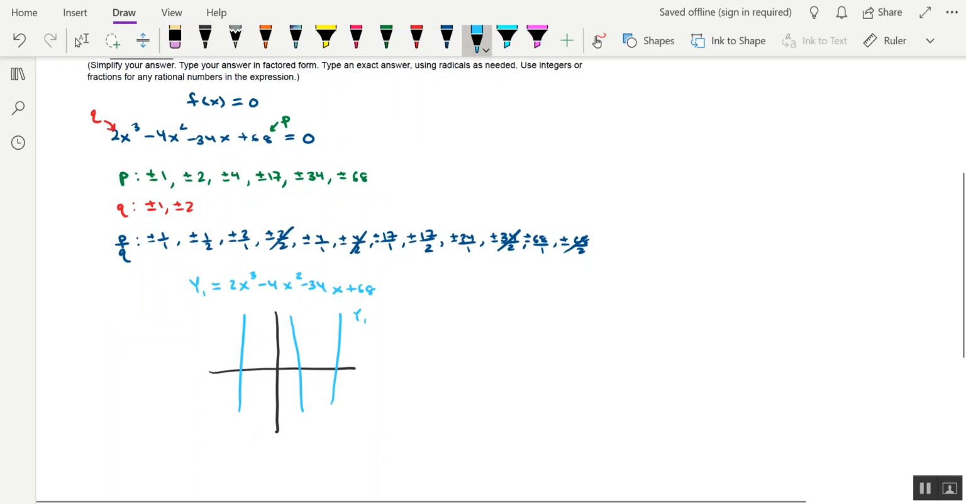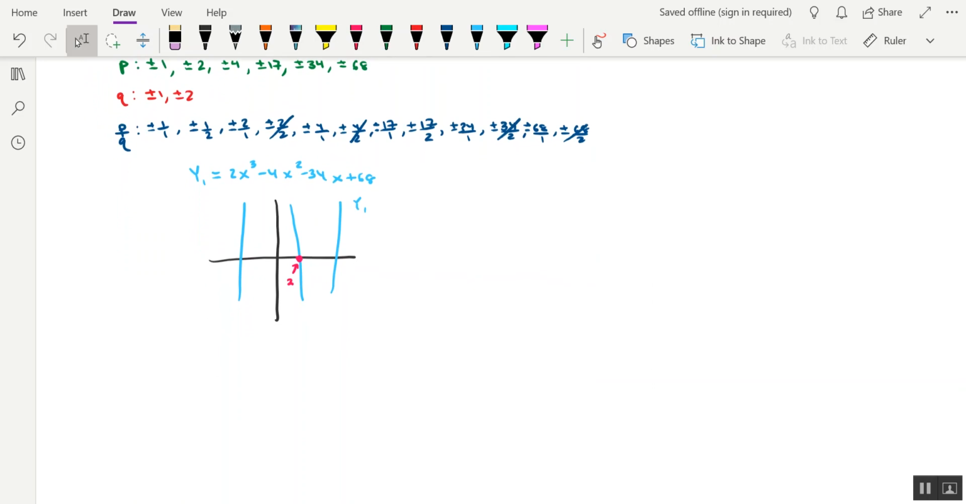Going back to the solution here, we know that x equals 2 is a real zero by virtue of our graphing calculator. In addition, we're going to use this real zero of 2 to begin factoring the polynomial function. In order to do that, you're going to have to perform some synthetic division. I'm going to put 2 in a little half box like that, and to the right of this 2, I'm going to list the coefficients of the polynomial function: 2, -4, -34, and then 68.